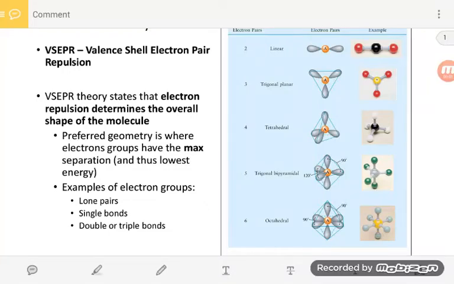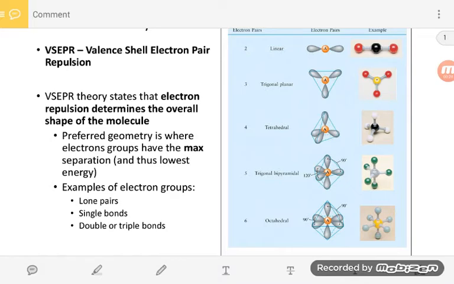So far, we've been drawing Lewis structures as flat 2D shapes. We know that real molecules aren't actually shaped like that. So we need some sort of theory that's going to help us translate our two-dimensional Lewis structures into an actual 3D shape. And the simplest of these is what's called VSEPR theory, where VSEPR stands for valence shell electron pair repulsion.